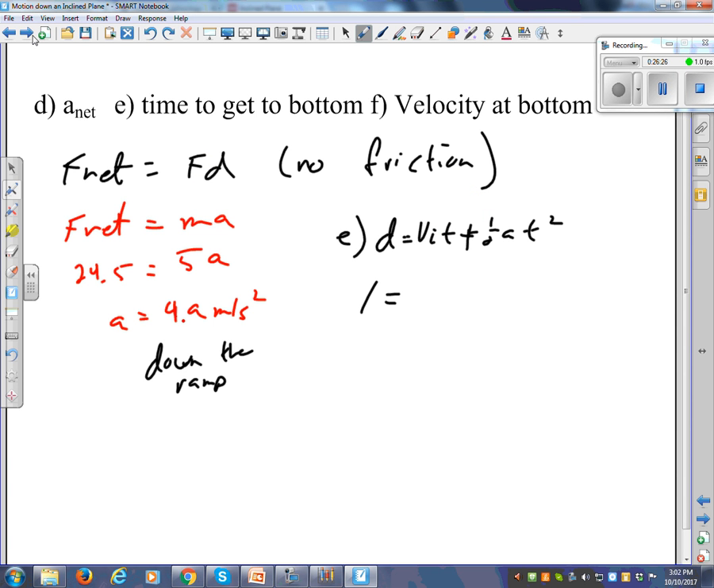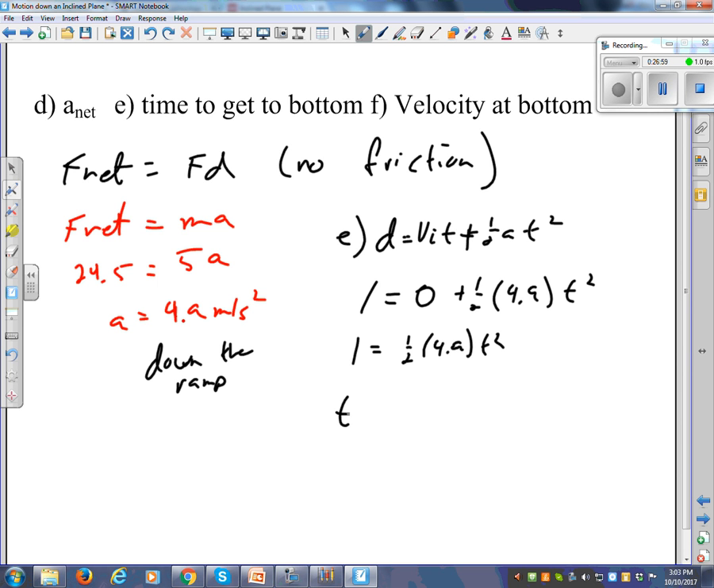VI is 0, so VIT is 0. Plus 1/2 our acceleration of 4.9 t squared. Now here, if you put that 4.9 as negative, you're going to end up with a weird answer, so just be careful, okay? Don't get hung up on the positive and negatives. Just keep in mind they mean directions. Okay, so I'm going to have here 1 is equal to 1/2 4.9 t squared.